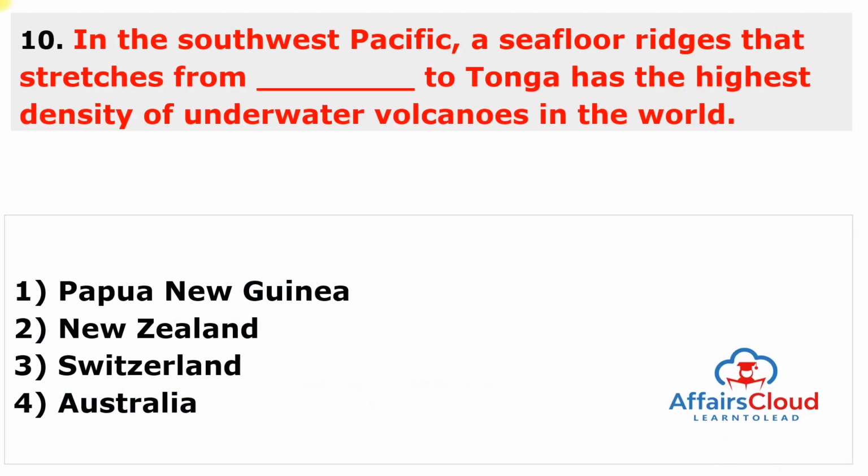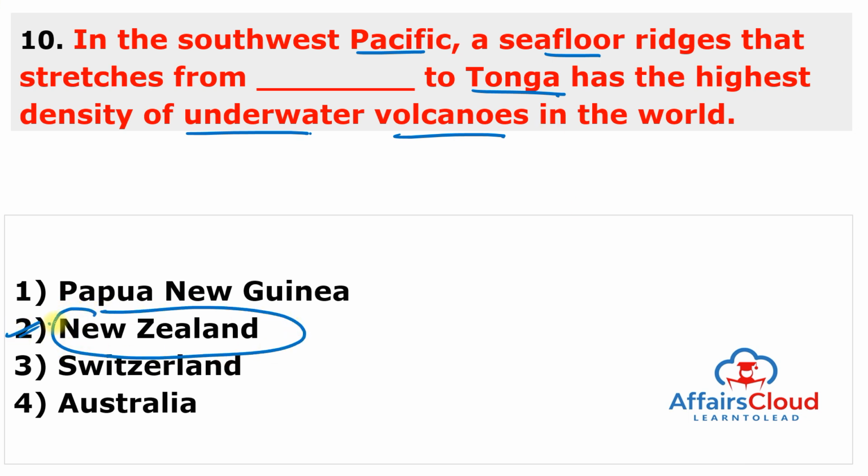Moving to next question. In the Southwest Pacific, a sea floor ridge that stretches from New Zealand to Tonga has the highest density of underwater volcanoes in the world. This is a static question, general knowledge based question, and this country is New Zealand. So answer of this question is second. So the new island has emerged in the Southwest Pacific Ocean after underwater volcanoes. As per NASA's Earth Observatory, in the Southwest Pacific, a seafloor ridge that stretches from New Zealand to Tonga has the highest density of underwater volcanoes in the world. So this is a static question. Just remember the question as same as in the slide.